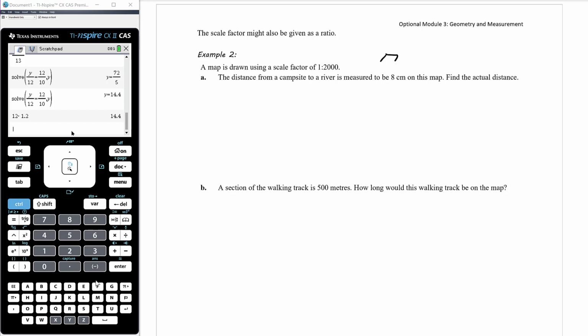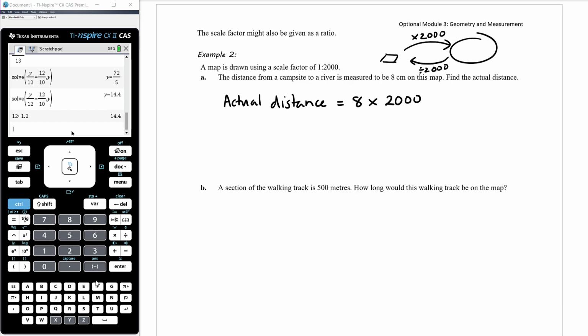Okay. So from the map to the real world, we're multiplying by 2000. To go back the other way, we would need to divide by 2000. So we're going from the map to the real world. The actual distance is going to be the map distance, which is 8 multiplied by 2000. That is going to be 16,000 centimeters, which is not that useful a unit in the real world. So let's divide that by 100 to change it to meters, so that is 160 meters.